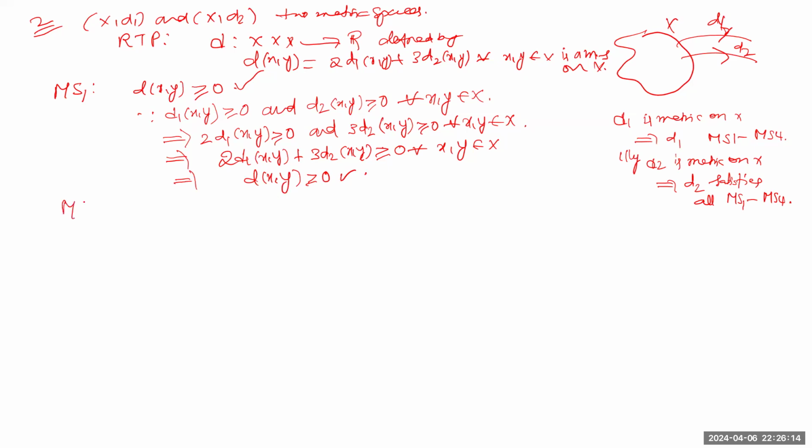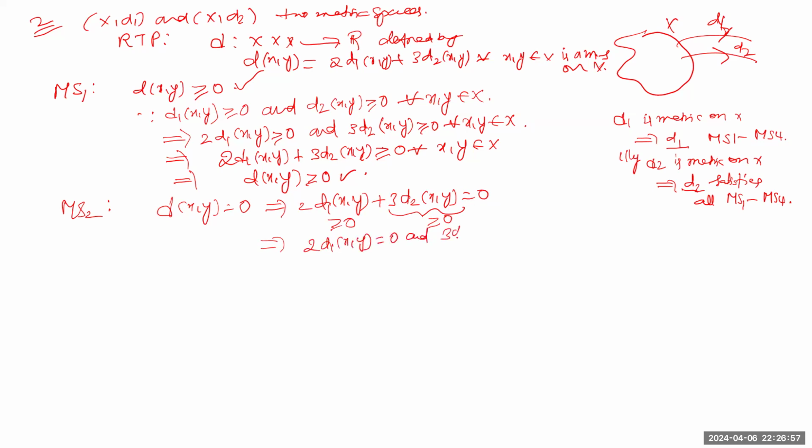So what about MS2? Same. We are using the metric axioms of d1 and d2 in d, right? So what is that one? d of x comma y equals 0 implies 2d1 of x comma y plus 3d2 of x comma y equals 0. This is non-negative, and this is non-negative. A sum of non-negatives being 0 means the individual terms are also 0.